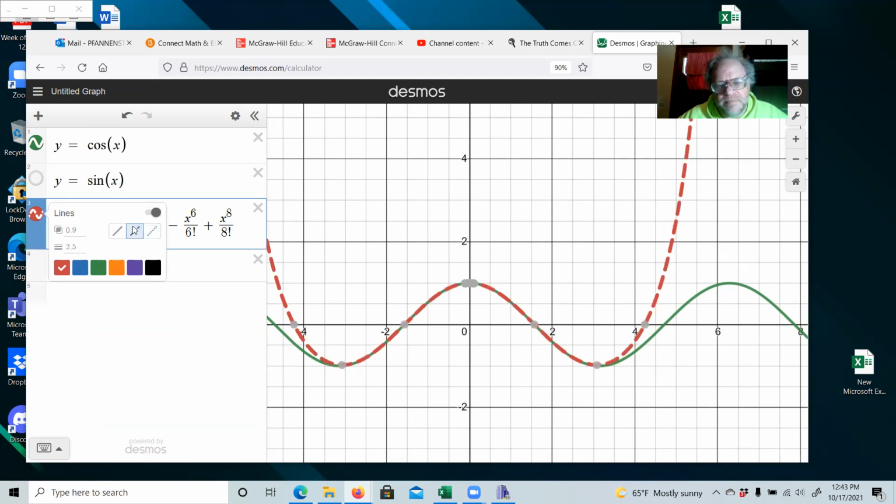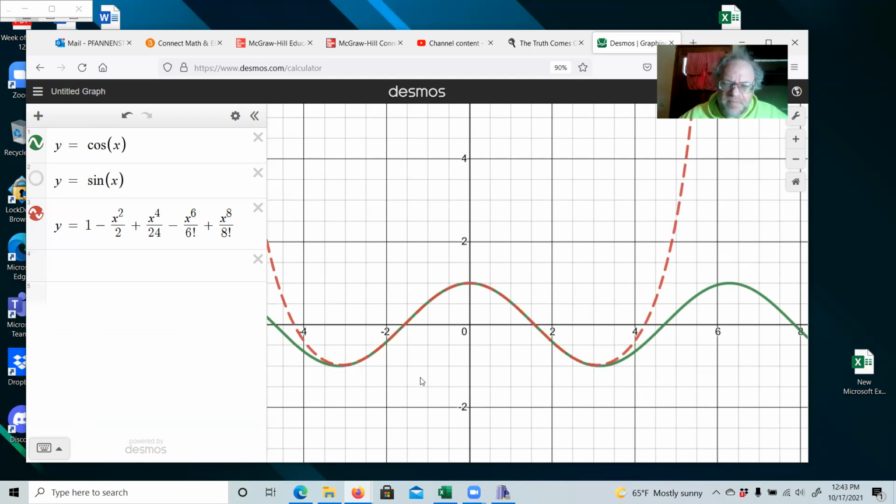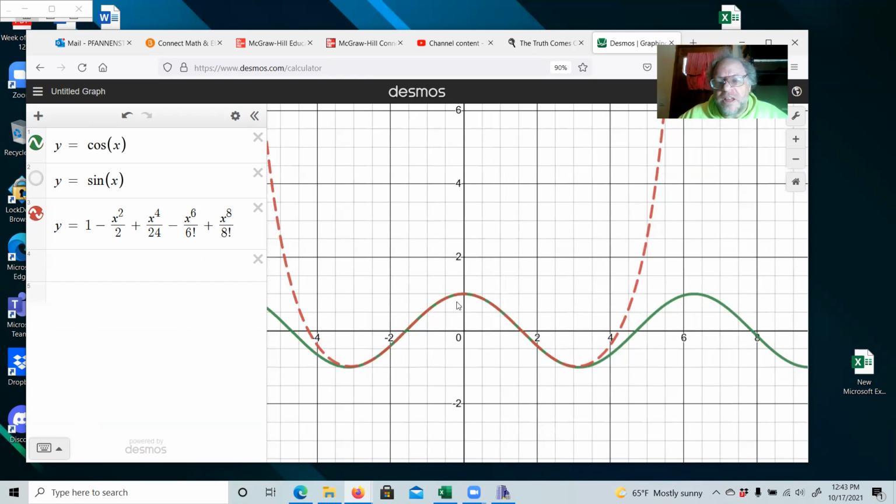I like that one a little bit more. But it's only good up to a certain point. The more of these terms you have, the more accurate it's going to be. When you're trying to solve equations, it's going to be up to you to decide how far you want to carry this out.